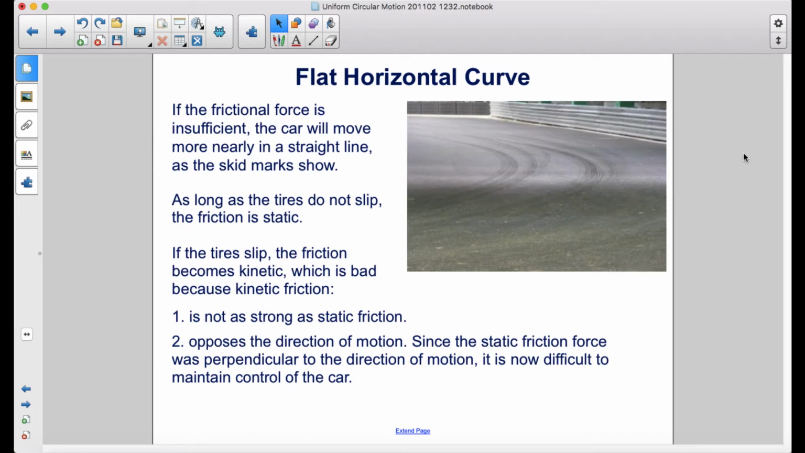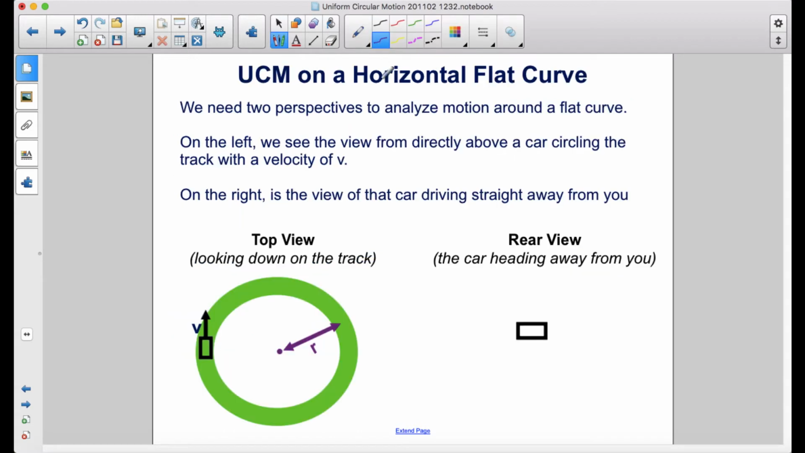If the tires slip, the friction becomes kinetic, which is bad because kinetic friction is not as strong as static friction, and it opposes the direction of motion. Since the static friction force was perpendicular to the direction of motion, it is now difficult to maintain control of the car. We need two perspectives to analyze motion around a flat curve.